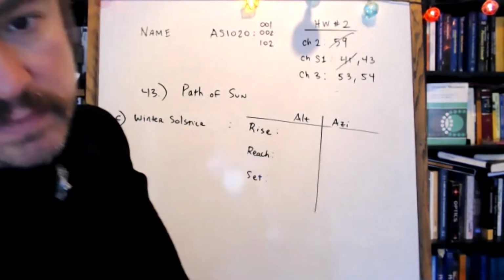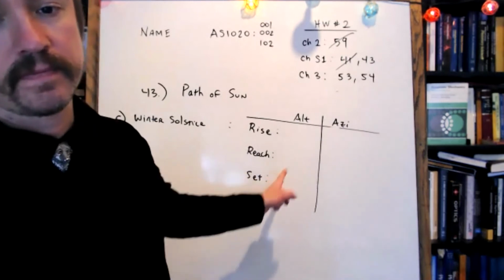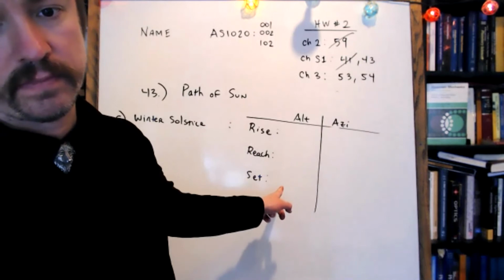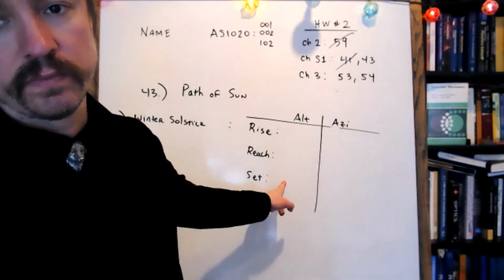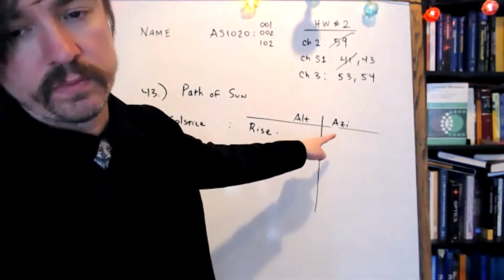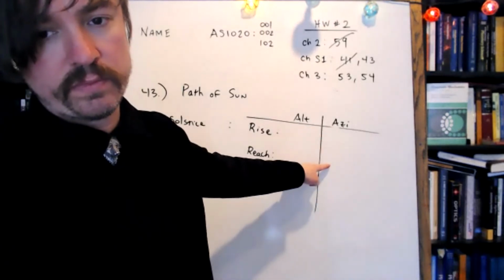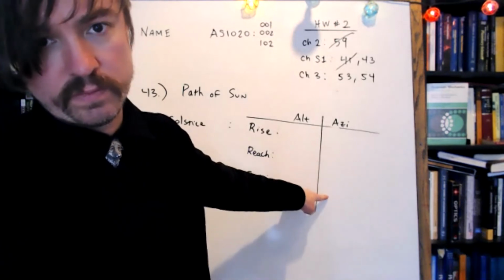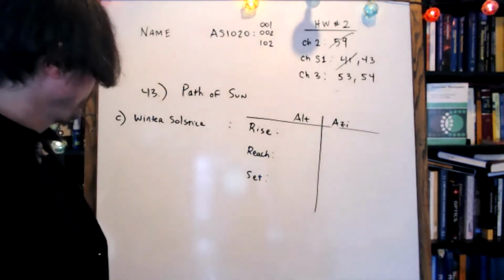All right. So for the rise, the altitude is going to be 0 degrees. For the reach, altitude is 71.5 degrees. And for set is 0 degrees. And then for the azimuth, it's going to be north of east for rise, reach is south, and then set is north of west. Thank you.